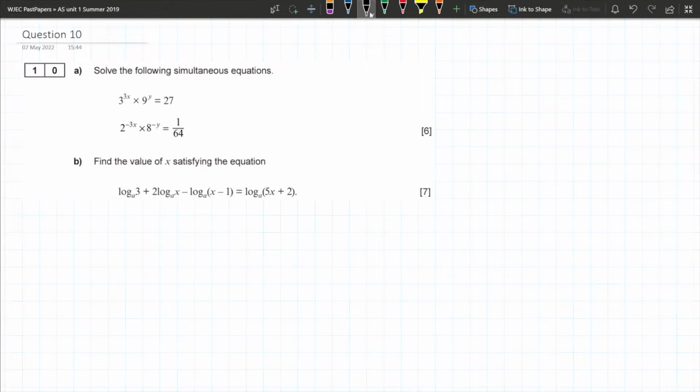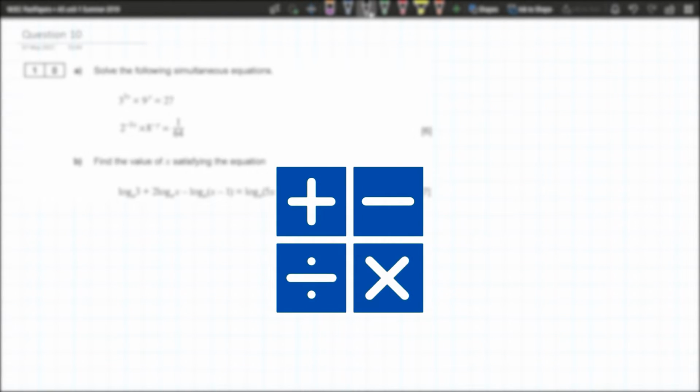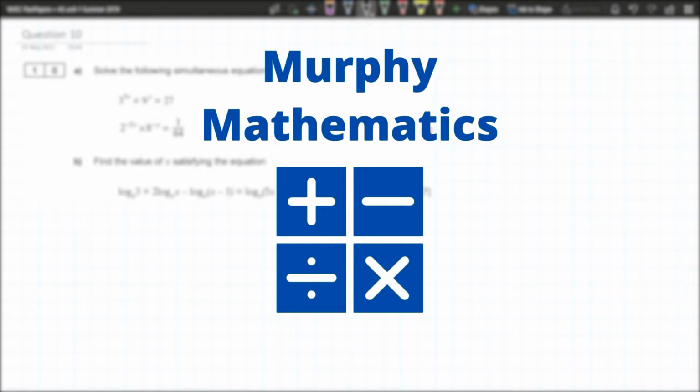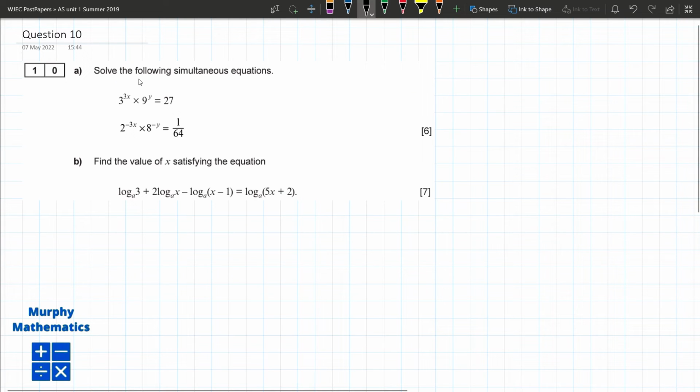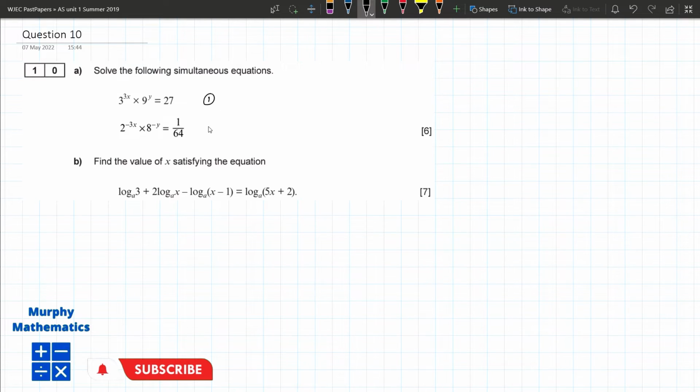Hi guys, this is question 10 on the AS Unit 1 Summer 2019 WJEC past paper. I've been asked to solve the following simultaneous equations: 3 to the power of 3x times 9 to the power of y equals 27, and 2 to the power minus 3x times 8 to the power minus y equals 1 over 64. So this is my equation 1, this is my equation 2.